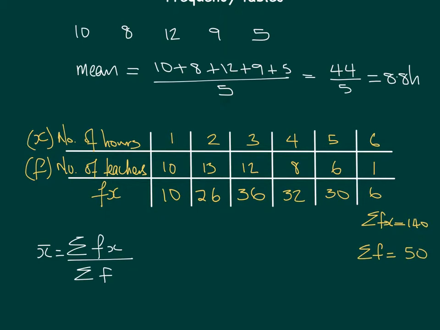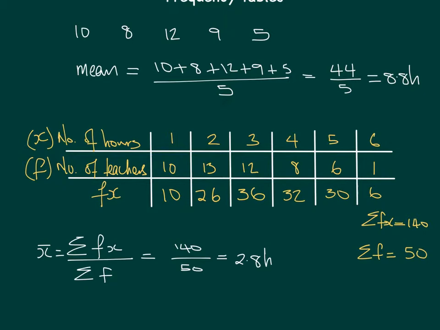Okay. So now to find the mean, I'm now going to draw my attention over here. To find the mean, I can literally now go sum of fx, which is 140, divided by the sum of f, which is 50, which will tell me that the average time that teachers spend marking, well, this bunch of teachers is 2.8 hours. Remember, it's time, so 2.8 hours is fine.